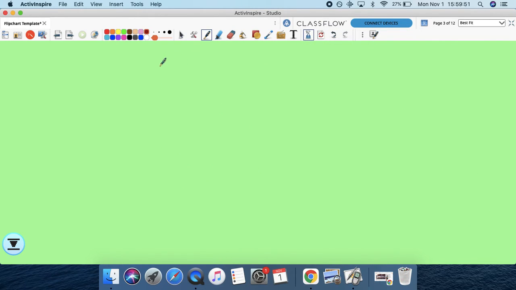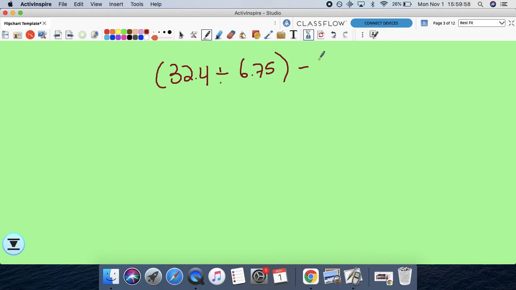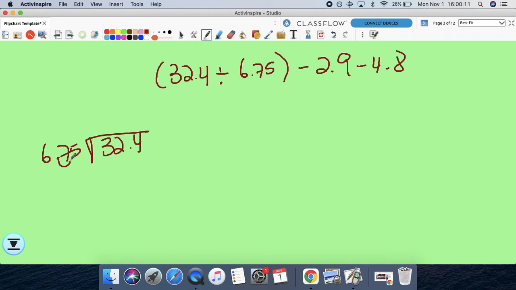Number 11. 32.4 divided by 6.75 minus 2.9 minus 4.8. So, first thing we have to divide these two. So let's divide 32.4 divided by 6.75. Move the decimal 1, 2 over, so we get 675. Here I move it 2 over, 1 and 2. So it's 3, 2, 4, and what do I do here with the empty space?